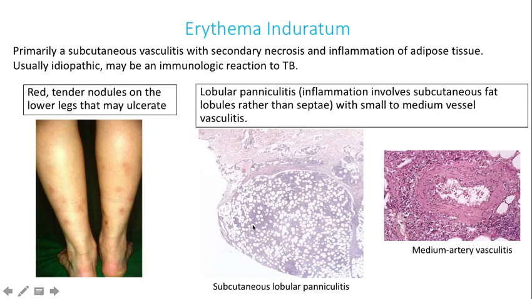Erythema induratum, we don't really know its pathogenesis. In the past, it used to be thought that it's an immunologic reaction to Mycobacterium tuberculosis, but now a lot of these patients don't actually have TB, but you still want to work that patient up and exclude tuberculosis before diagnosing an idiopathic form of erythema induratum.